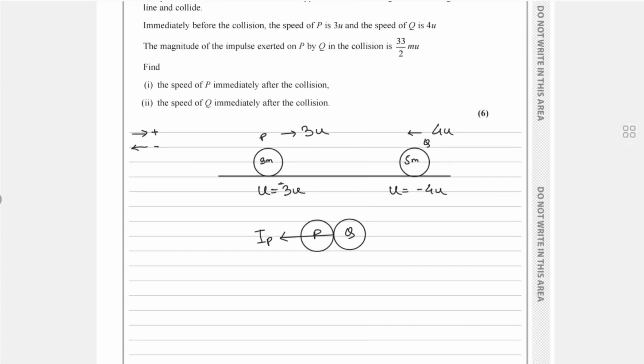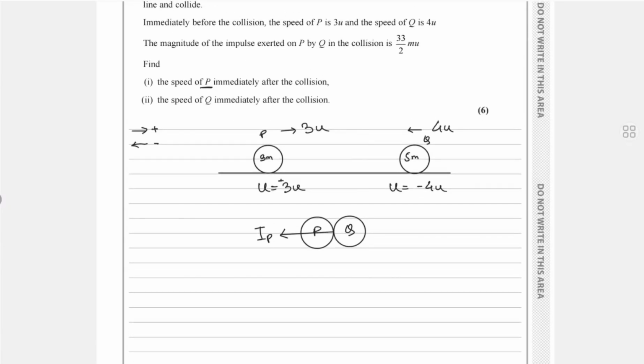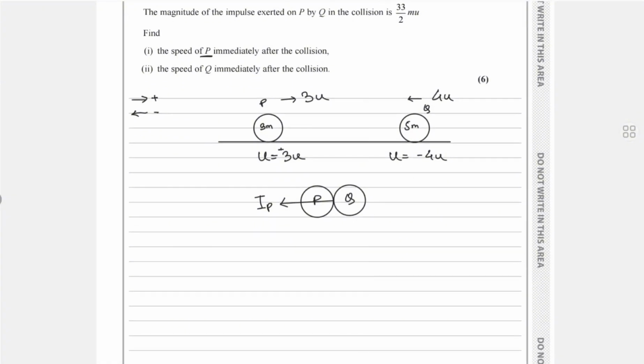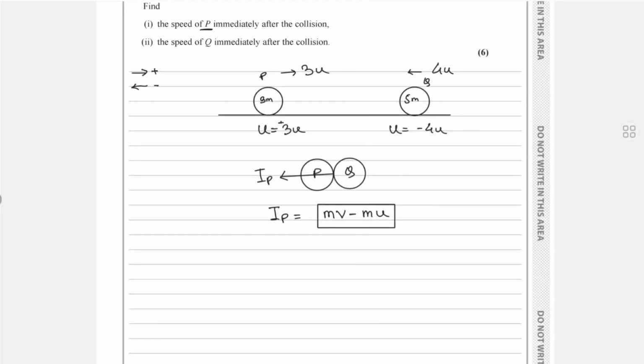They're asking us to find the speed of P immediately after the collision. It's very simple actually. We simply need to know the formula for impulse. The impulse on P is mv minus mu. The definition of impulse is basically the change in momentum, so we can use this equation to find the final velocity of P immediately after the collision.